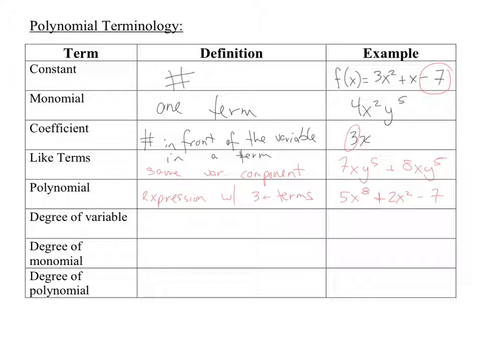Okay, it doesn't matter what the terms are. I wrote 5x to the 8th plus 2x squared minus 7. That's a polynomial. It doesn't have to be x squared, x, and then a linear term, or reducing exponents by 1 every time. Just in general, we have 3 or more terms.